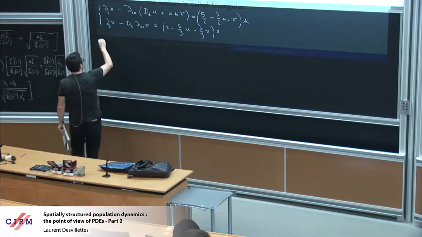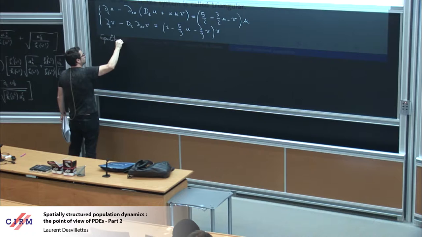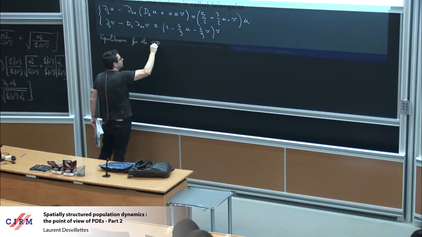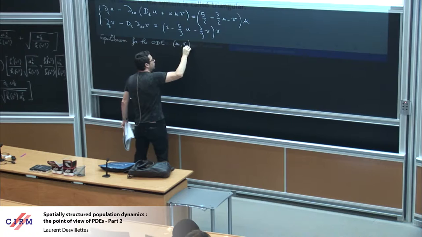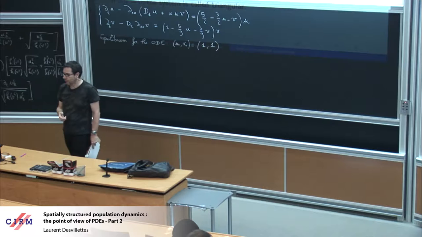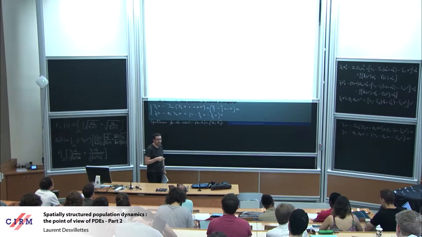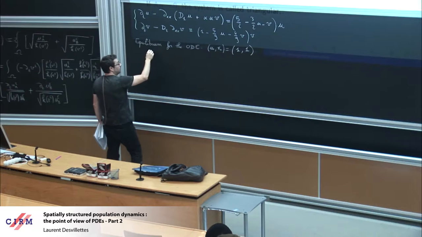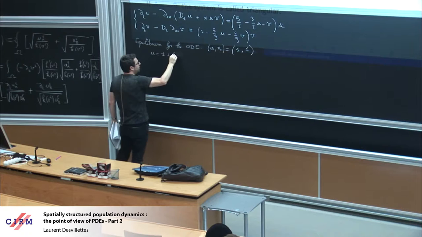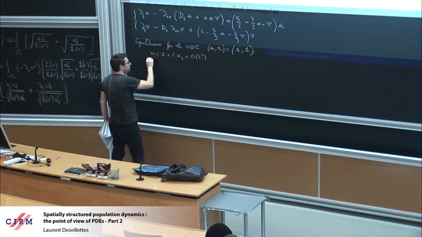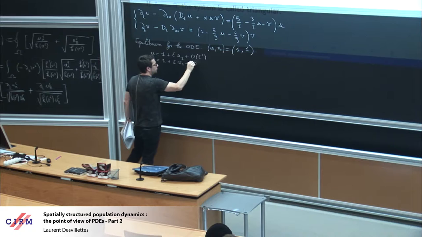So you have the equilibrium for the ODE, which is just given by U0, V0 equal to 1, 1. Now, if you look at the computation of stability from the point of view of the ODE for this equilibrium, you make the following computation. You write U equal to U0, which is 1, plus epsilon U1, plus something of order epsilon squared, if you wish. And then the same for V. And you compute those two terms here.